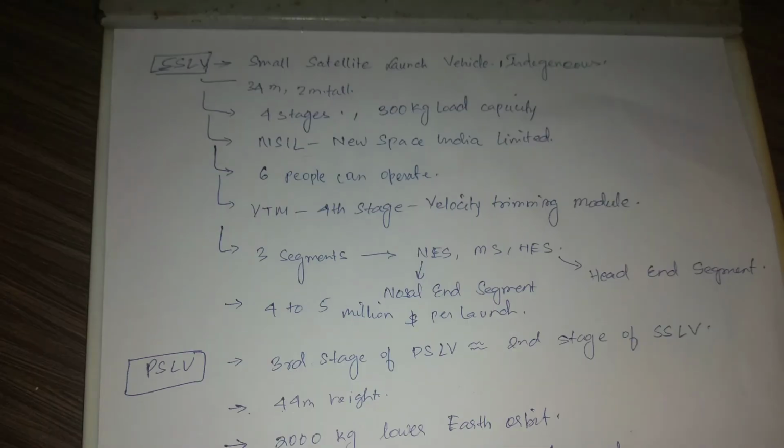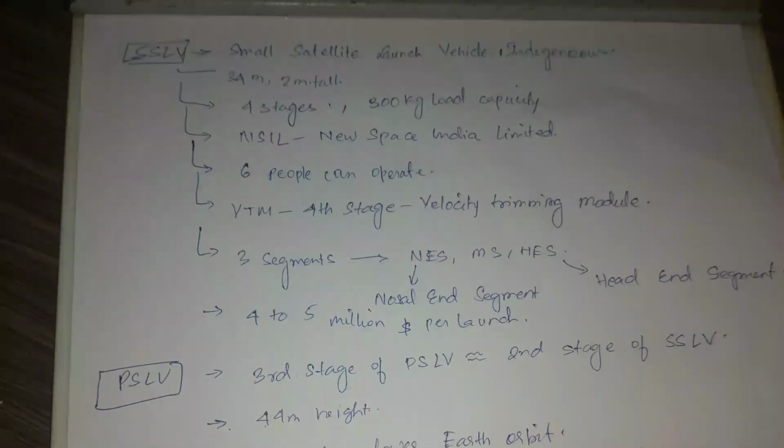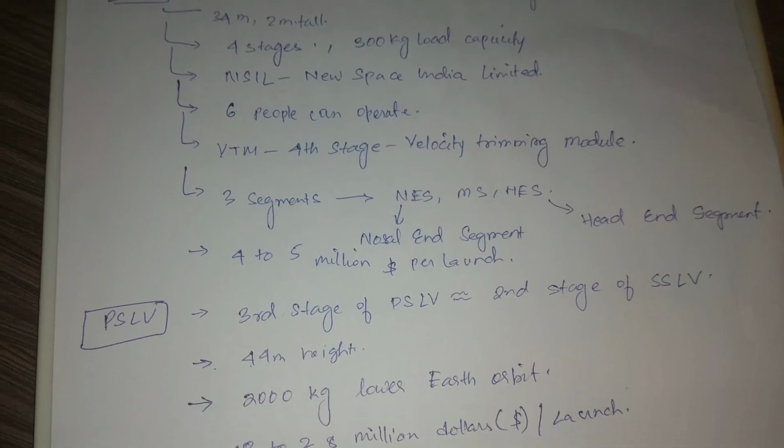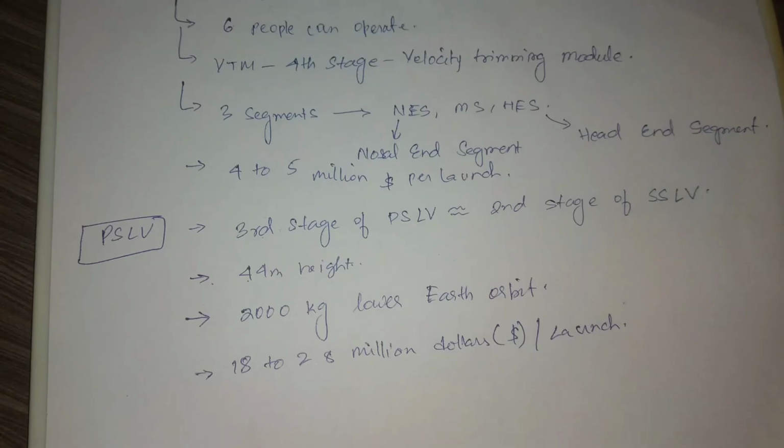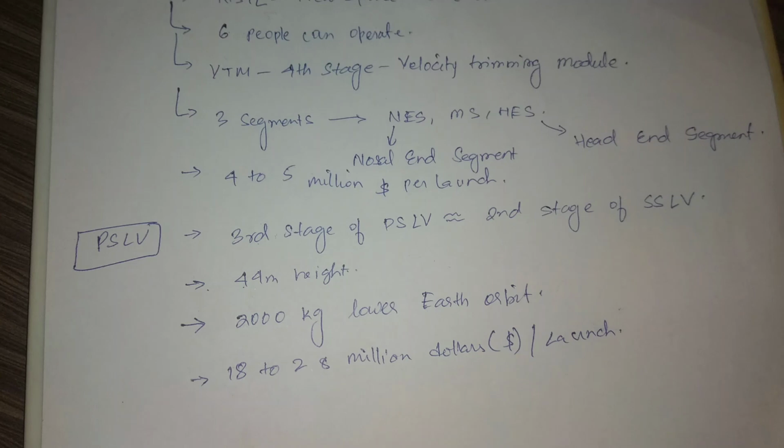So let us revise in short. SSLV, it is small satellite launch vehicle. It is indigenous, that is, it is made entirely in India. The length is 34 meter, and it's 2 meter tall. It has 4 stages, and it can carry 300 kilogram load capacity. It is funded by NSIL, New Space India Limited. 6 people can operate. And VTM, the fourth stage, is called velocity trimming module. And there are three segments: NES, MS, and HES. And NES is nozzle end segment, and HES is head end segment.